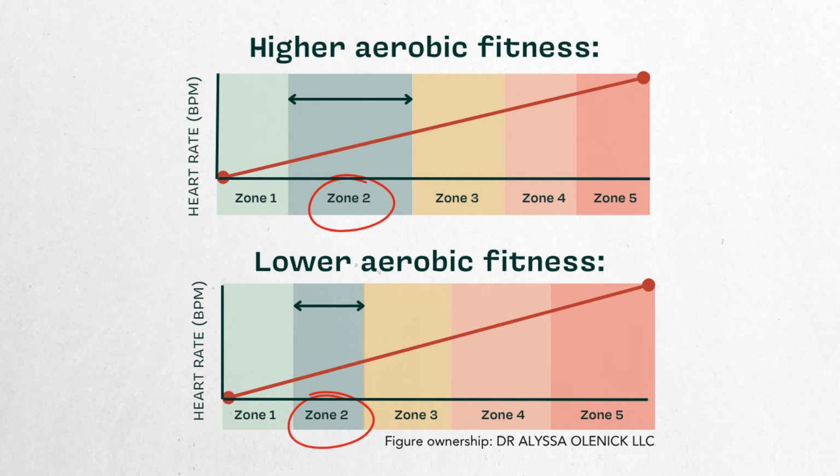People with a lower fitness status have a shorter zone 2. It's narrower and they hop out of it really quickly, which might be at a lower heart rate because of that. But people with a higher fitness status will have a wider zone 2, because they will have a higher lactate threshold.